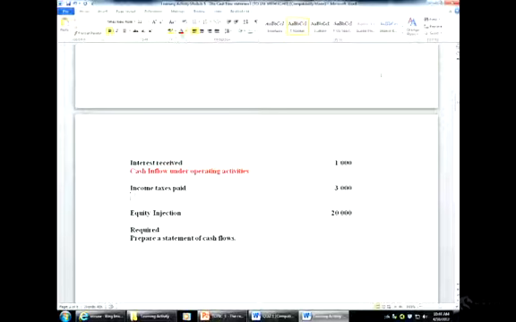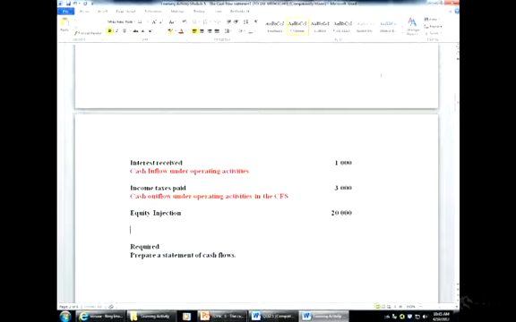Income tax paid. Again, you pay your tax based on your profit, and that is done every year, and therefore this is a cash outflow under regular payouts, operating activities, in the cash flow statement.